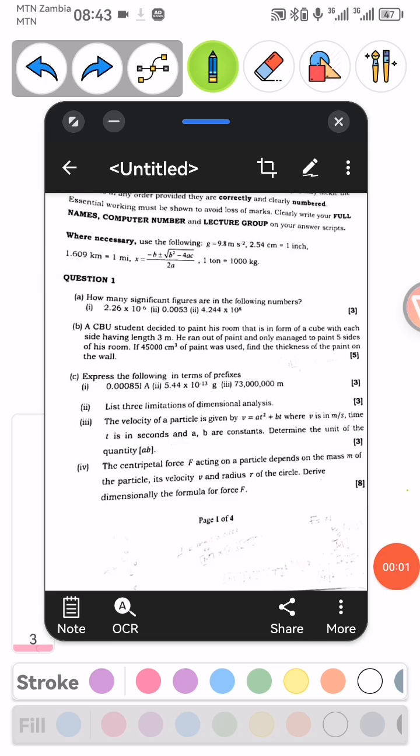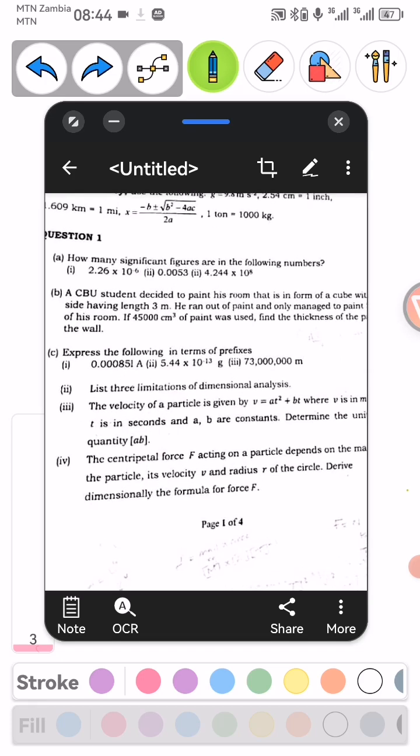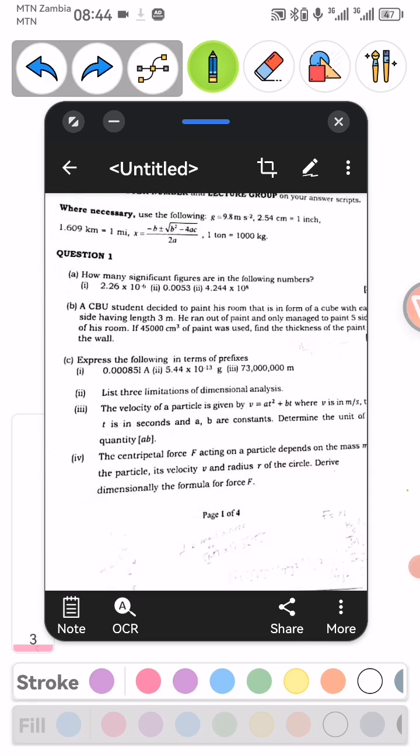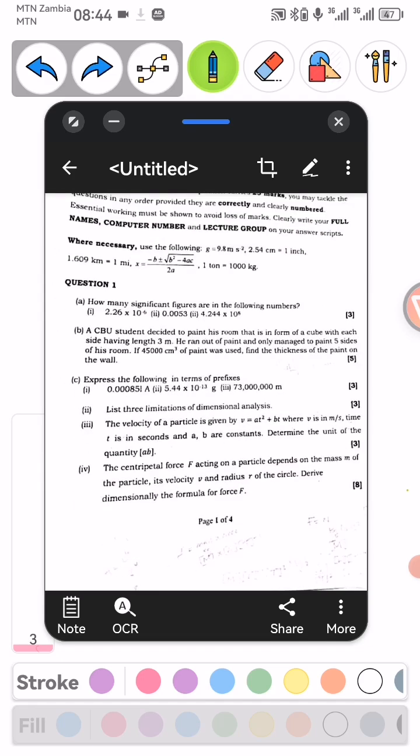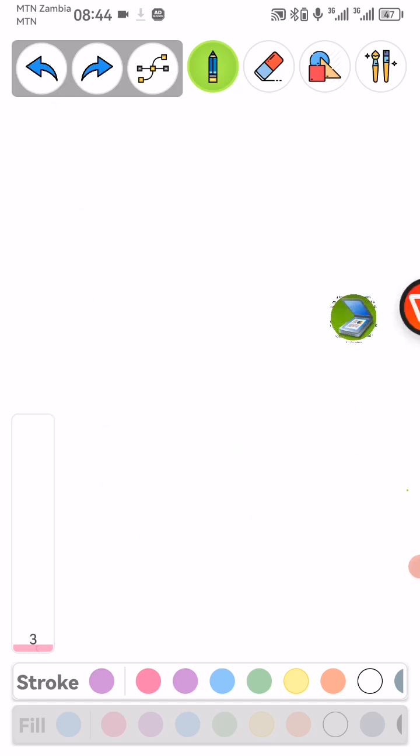So from there we can move to question 1c that says, express the following in terms of prefixes. So we have all those quantities and then we're supposed to express them in prefixes, and prefixes are useful because they reduce the length of the number such that we can just express it using one letter which represents a prefix, and that letter actually tells us a lot about the number. So the first one that we have is 0.3 zeros and then 851 amps.